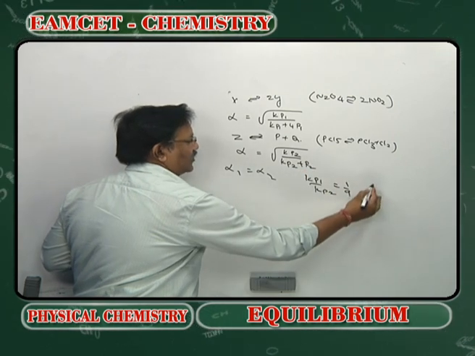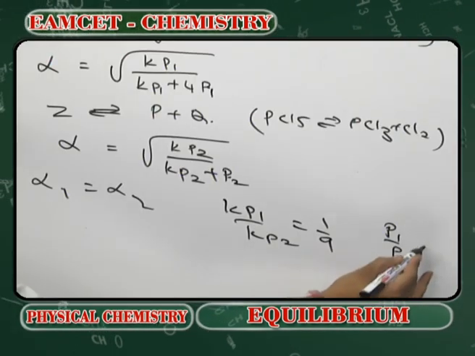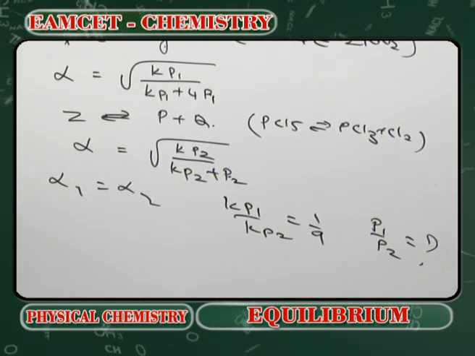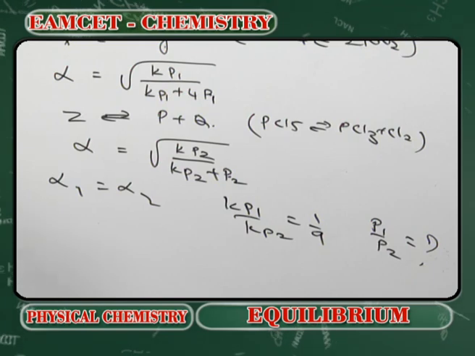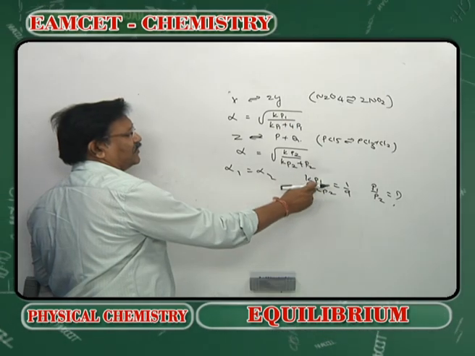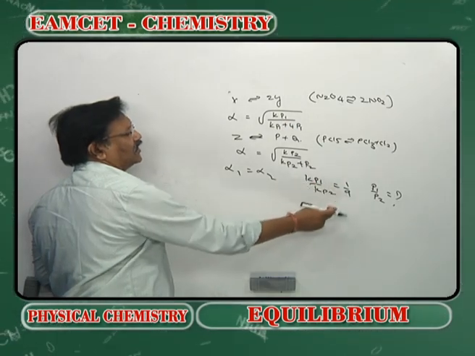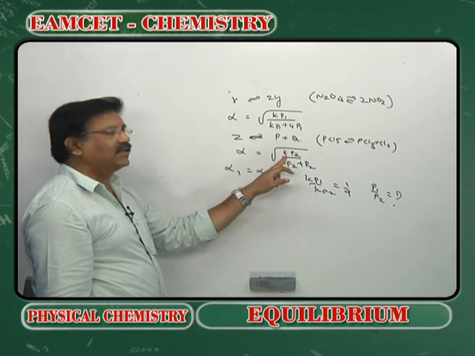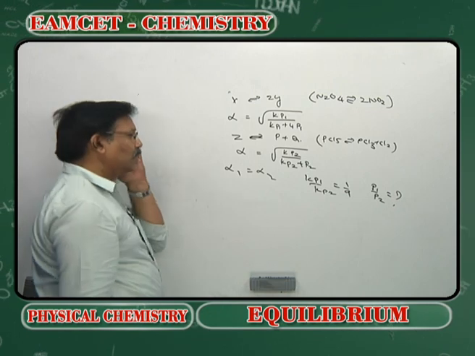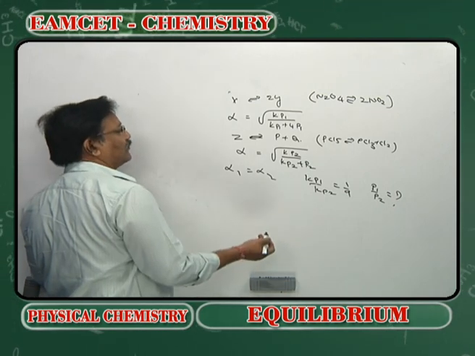What is the thing they wanted? P1 by P2 is equal to how much? Since alpha 1 is equal to alpha 2, and Kp1 by Kp2 is equal to 1 by 9, I put 1 in place of Kp1 and 9 in place of Kp2. And alpha 1 is equal to alpha 2.